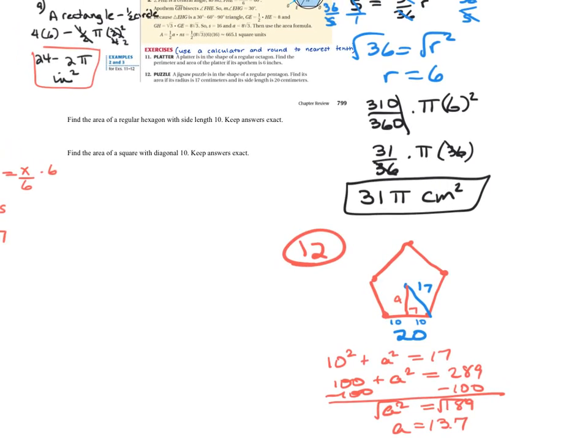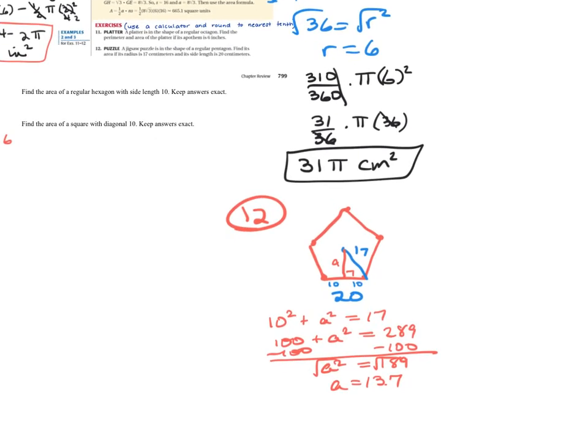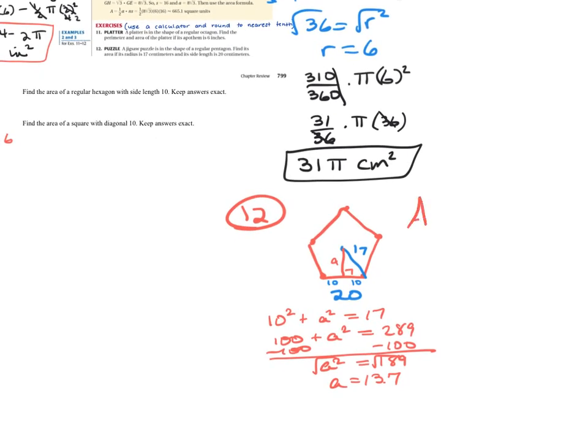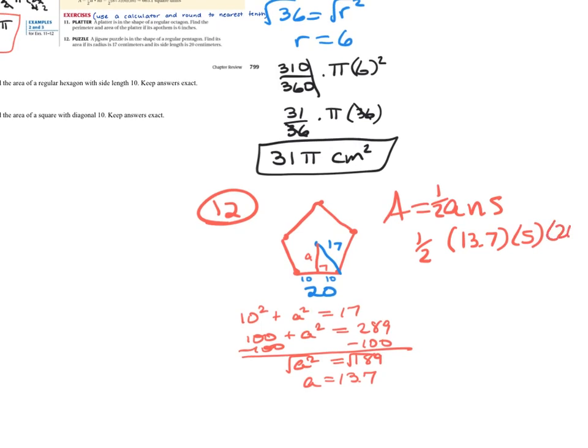So for number 12, all it asked for was the area. So area equals 1/2 a n s. So 1/2 the apothem times the number of sides, which is 5, times the side length, which is 20. So my area is equal to 685 centimeters squared.